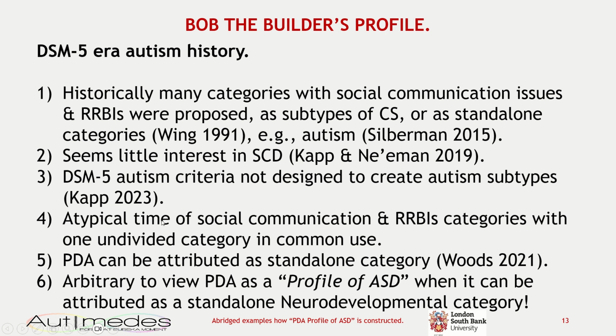So we're in an atypical time, because we've basically got a single category being used for people with social communication issues and restricted and repetitive behaviours and interests, when historically there have been many versions of them, with residual categories being used. I would point out that the PDA literature contains sufficient examples of people being attributed with PDA as a standalone category, so PDA can be attributed as a standalone category if one wants to. If one accepts the underlying assumptions of PDA as a profile of autism, it would intrinsically be a neurodevelopmental category. So it can be attributed as a standalone neurodevelopmental category if one wants to, and it's a choice to view PDA as a profile of autism.